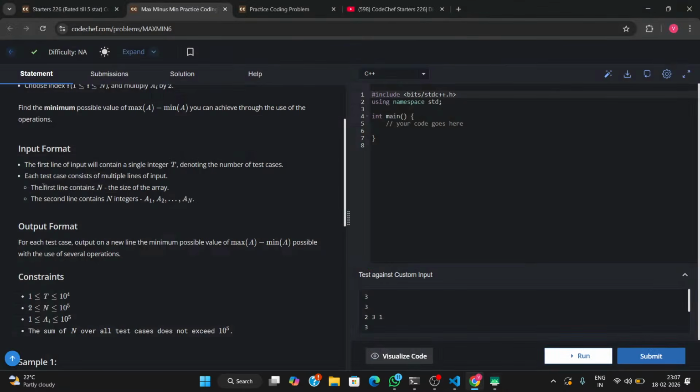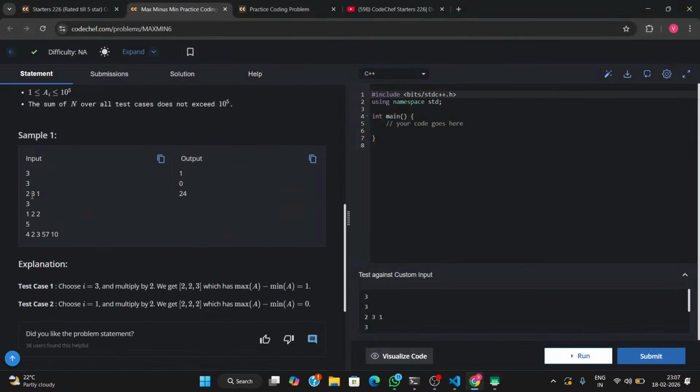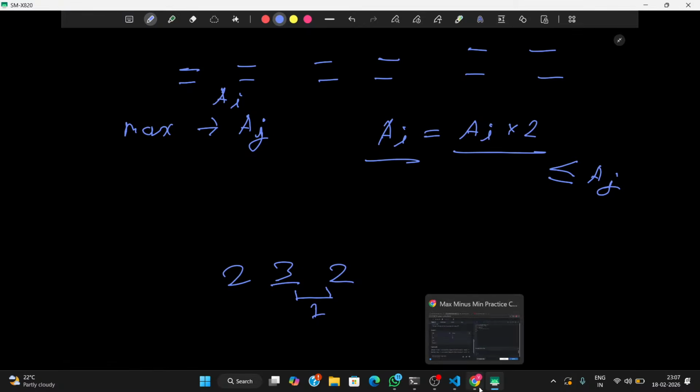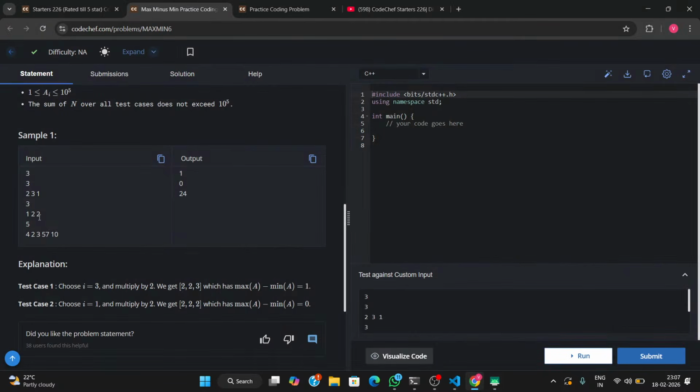In this case, 2 3 1, we have 3 as the largest element. What we can do is multiply 1 by 2, so 1 into 2 will be 2. We can replace 1 by 2, and now the minimum difference will be 1. So for the first question, the logic works fine.